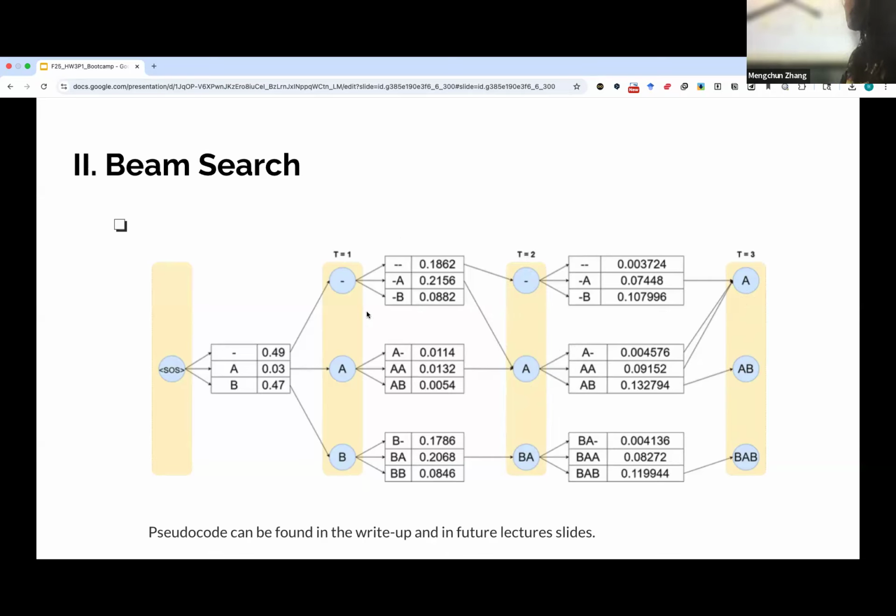So when you go through this process, you can get the sense that beam search can be much more computationally expensive than greedy search. But in general, it can give you better results than greedy search because it balances the exploration and the probability.